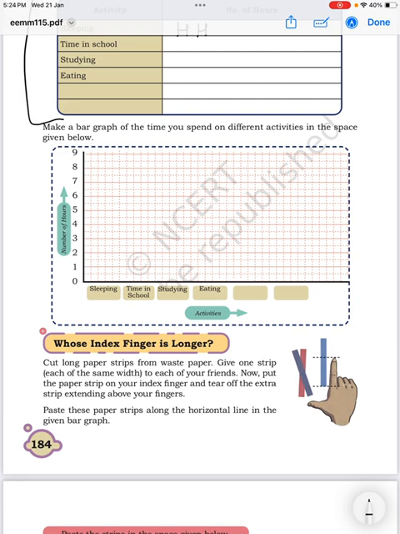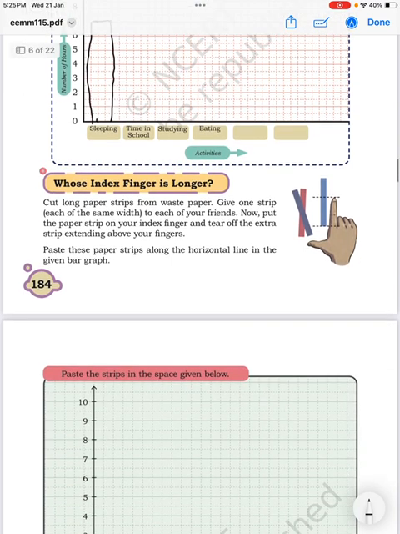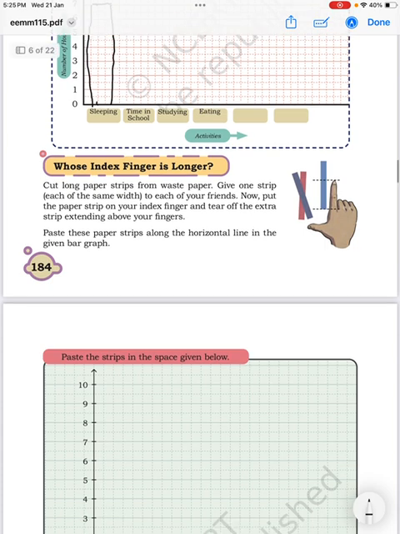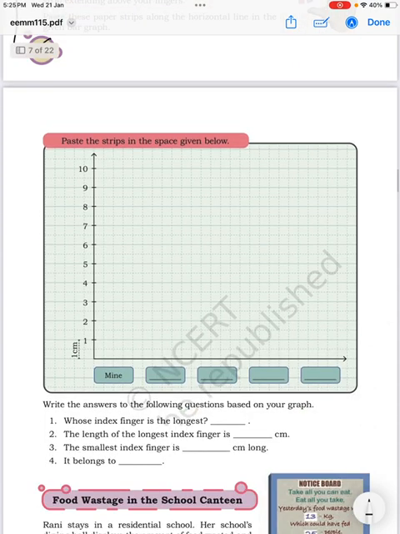The bar she used, you will use the bars. For example, if you are sleeping for 7 hours, then for sleeping you will mark here 7. So this is 7 and this is sleeping hours. In this way you will draw the bar for different activities. Next is, whose index finger is longer. This is an activity. The instructions are given here: cut the strip according to the instructions, and then paste those strips here in the bar.